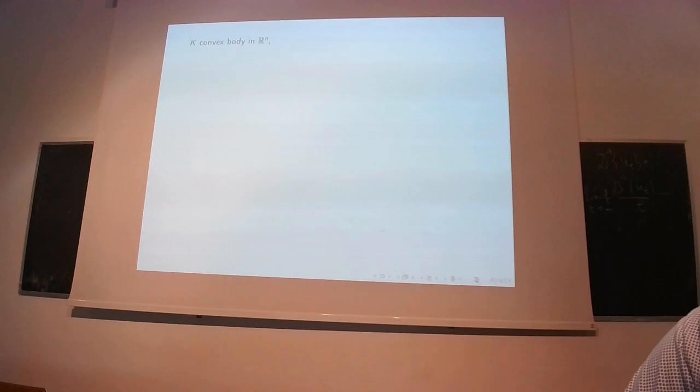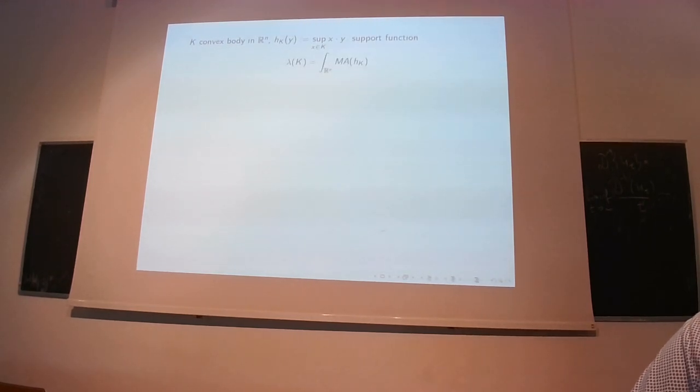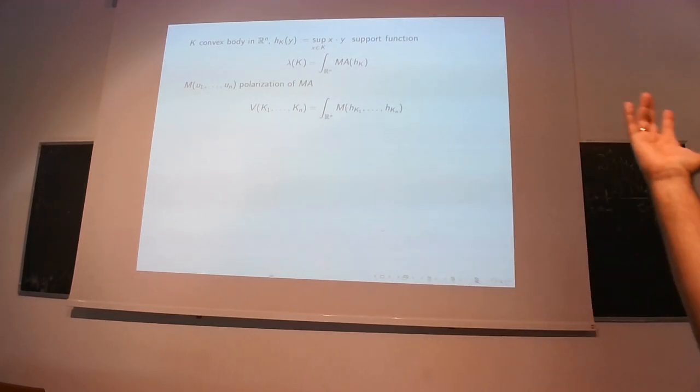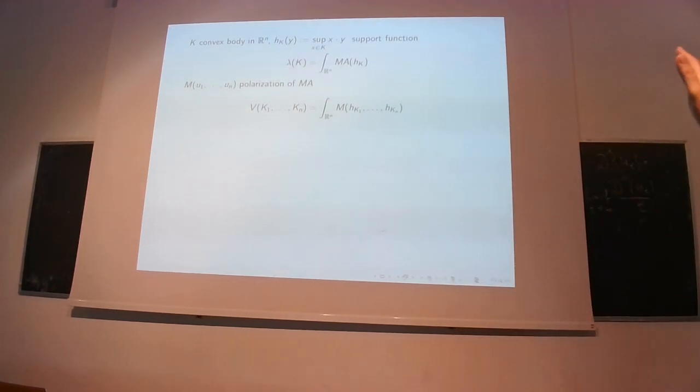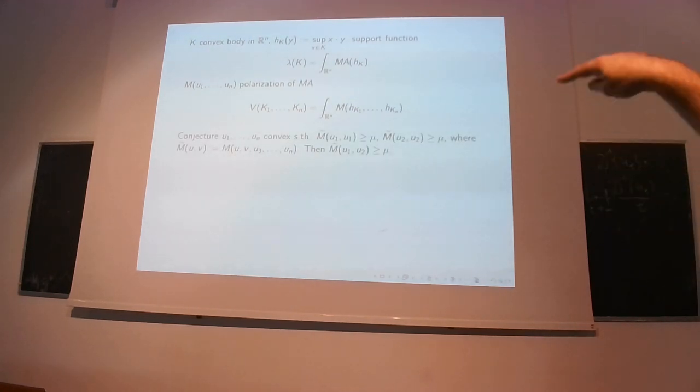Okay, so now if you do a similar thing for Alexandrov-Fenchel, take a convex body with support function, the volume is equal to the Monge-Ampère integral, take a polarization, and of course the mixed volume is then given by this integral. Of course, this integral is only supported on the origin. Everywhere else it is zero. So it's only the Dirac point masses.